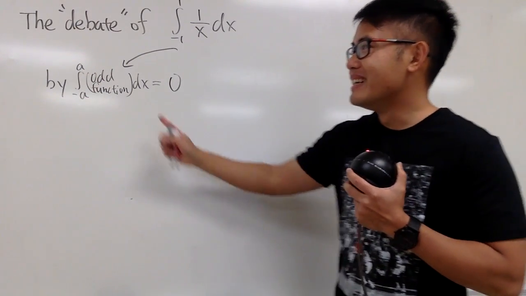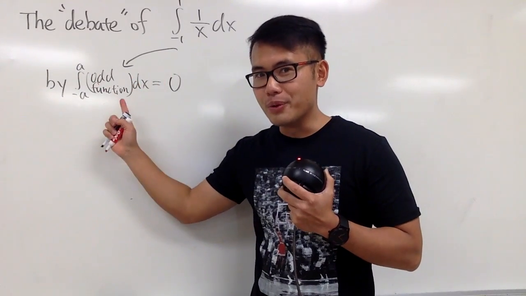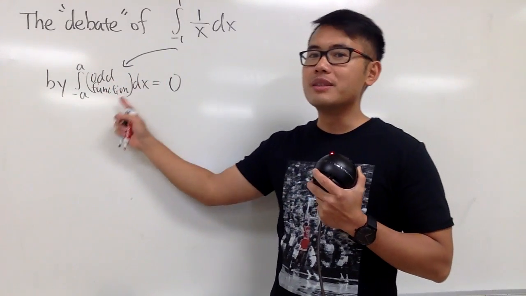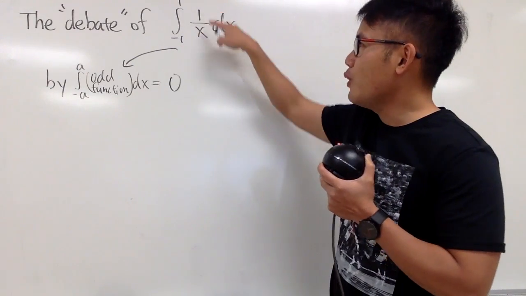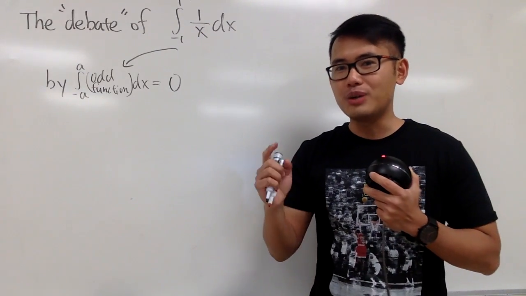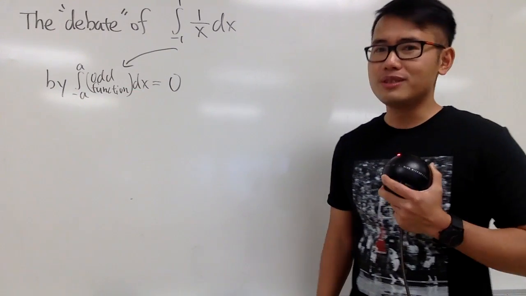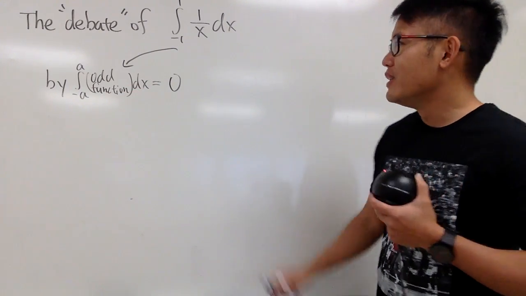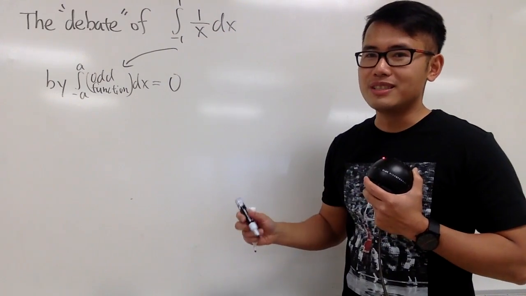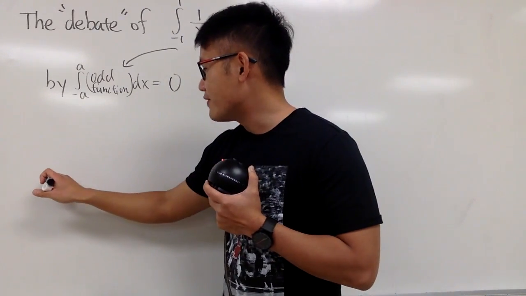However, this is only true when you have a continuous odd function. We know 1 over x is not continuous because we do have a vertical asymptote when x is equal to 0. So I don't think we can use that directly. But you can also bring out a picture to argue this. So let's take a look at the graph of 1 over x.